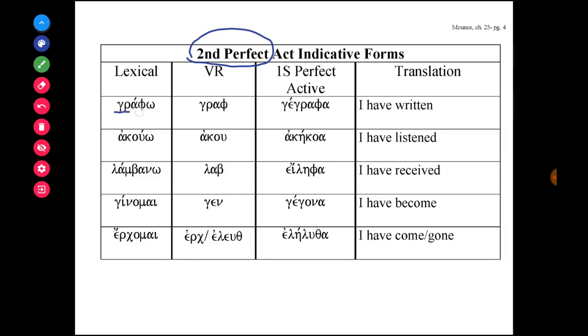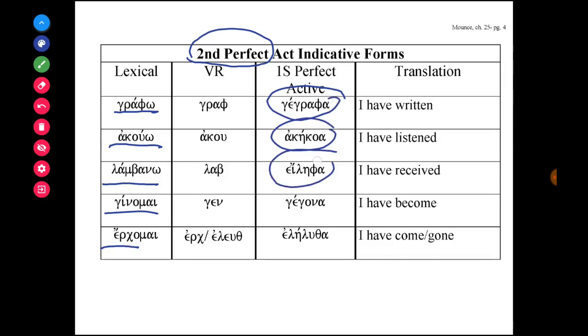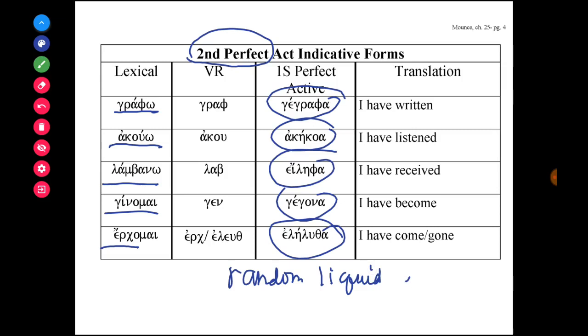In this next slide, the most common second perfect forms are listed here. So we just did grapho, but akouo uses a second perfect form. Lambano uses a second perfect form. Ginomai uses a second perfect form, and erchomai. And the forms are all written out here. There are also some random liquid verbs that do use the second perfect form, and we'll go over those when we introduce the special forms that develop for the liquid verbs.